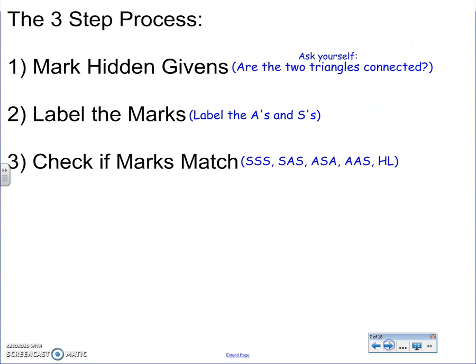So here's the general process. 3 steps. Step 1, mark the hidden givens. They don't count as missing information. That's on you. And basically ask yourself this question: Are the 2 triangles connected? Are they touching? If they are, there's a hidden given.